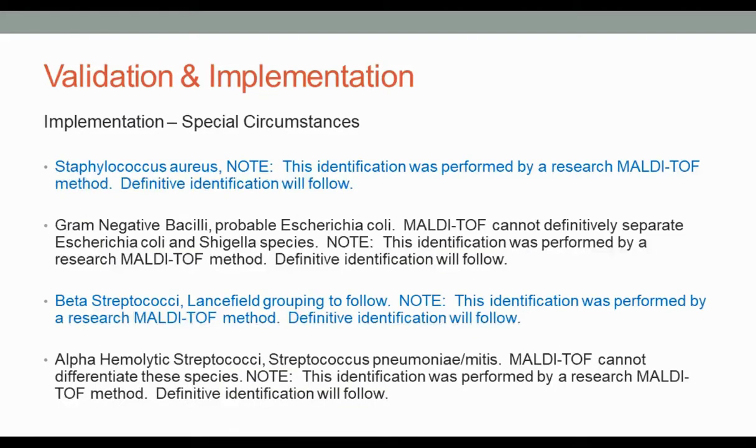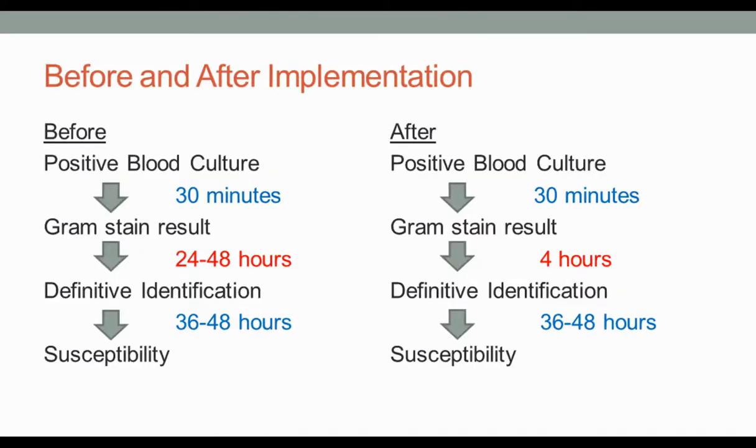During the validation, one beta strep did not match the Lancefield group of the traditional method. So when we get a beta strep identification, we wait for the traditional identification to report the Lancefield group and report the third comment. MALDI also cannot distinguish between Strep pneumoniae and Strep mitis. When we get one of these identifications, we report the last comment.